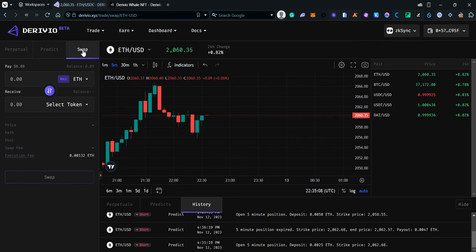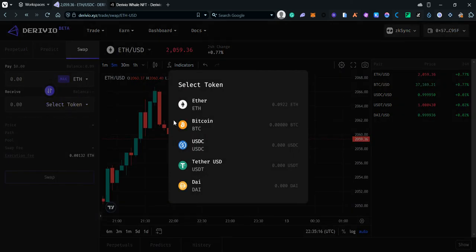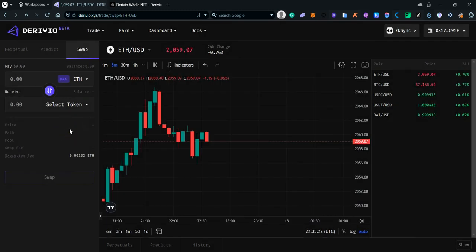Next, we have the swapping mechanism, which is obviously just swapping one coin to the other. Let me go ahead and hide this. For example, same tokens, we have Bitcoin, USDC, Tether, and also DAI. So if you want to add some volume, obviously you can also use the swap mechanism. The only thing is that for swapping, I do think it is a little bit expensive on the fees. I think it was like $3, in comparison to maybe $1.5 on the others. So yes, for swapping, it is a little bit expensive here. But if you want to just add some volume, go ahead and use it.